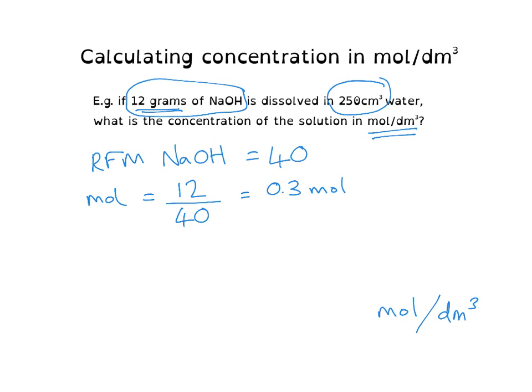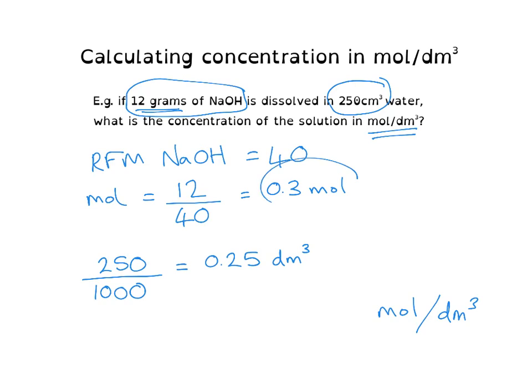But I'm not down to my final unit yet. I've got moles, but I haven't got moles per decimetre cubed. I haven't been given decimetre cubed in the question either. I've been given 250 centimetre cubed. So there are 1,000 centimetre cubed in every decimetre cubed. So if I want to convert 250 into decimetre cubed, I need to divide it by 1,000. And that will give me 0.25 decimetre cubed.